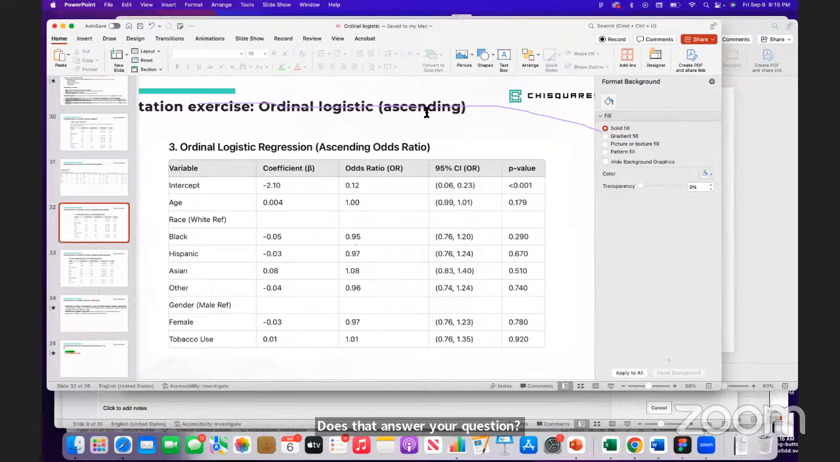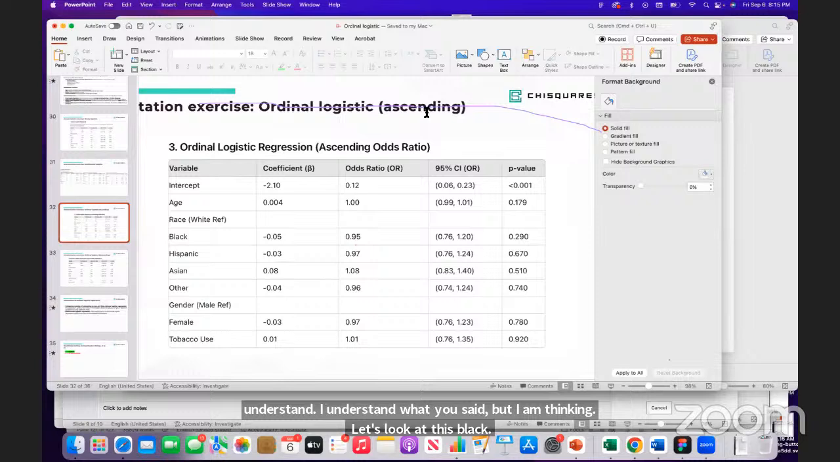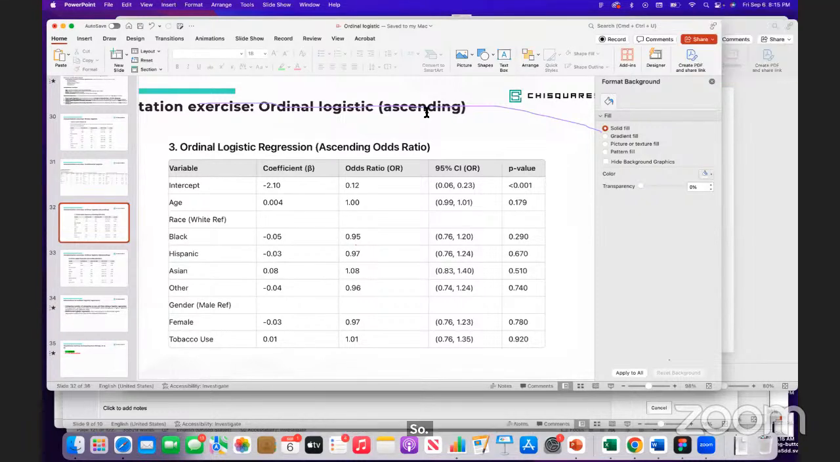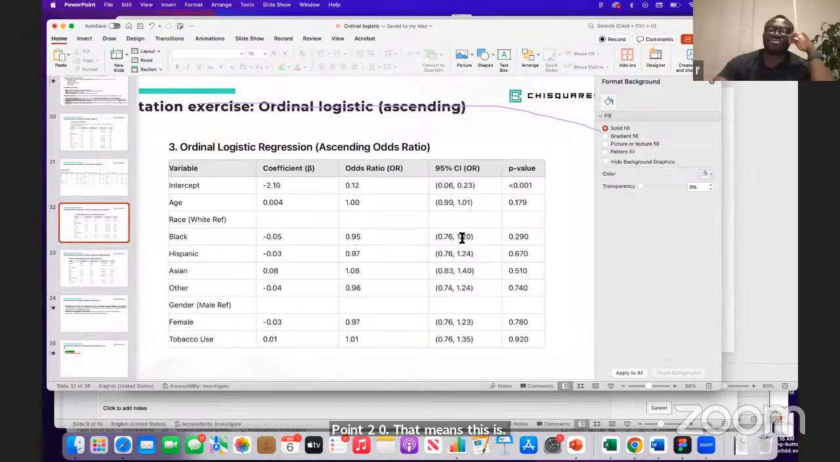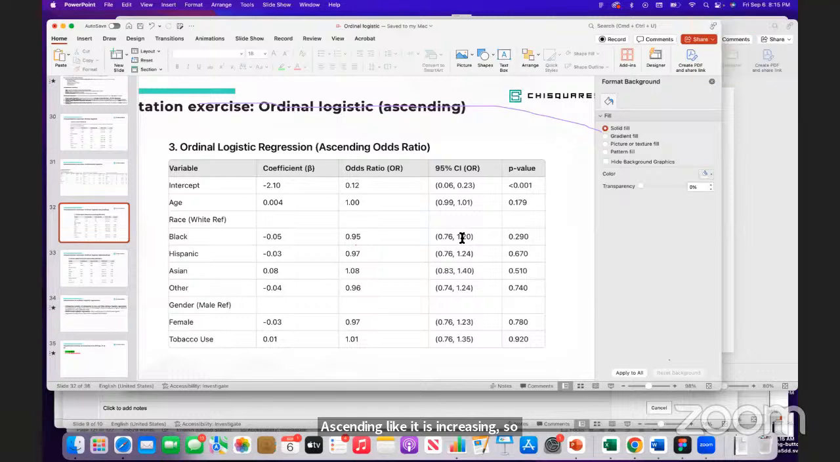Yes, but before you remove this table, I understand what you said, but let's look at this black row and let's look at the confidence interval. My understanding was, if I see the confidence interval is going up, let's say 0.76 to 1.20, that means this is ascending, like it is increasing. So I was thinking that by looking at it, I will know that this particular person has calculated this data in ascending order. But if it goes 1.20 to 0.76, I would say this is descending order. I don't know if that's right.